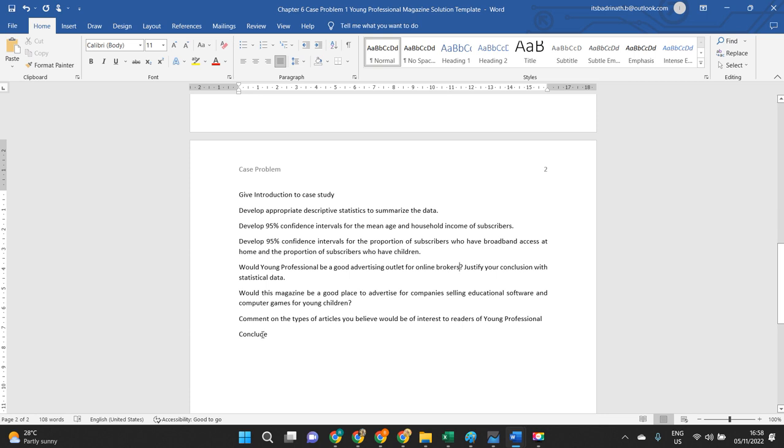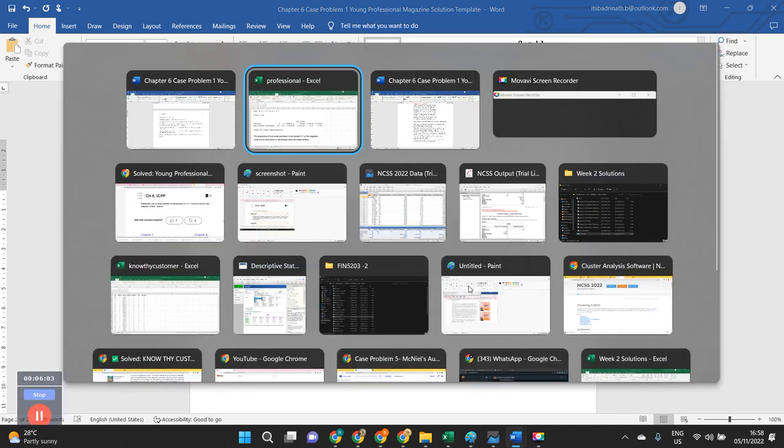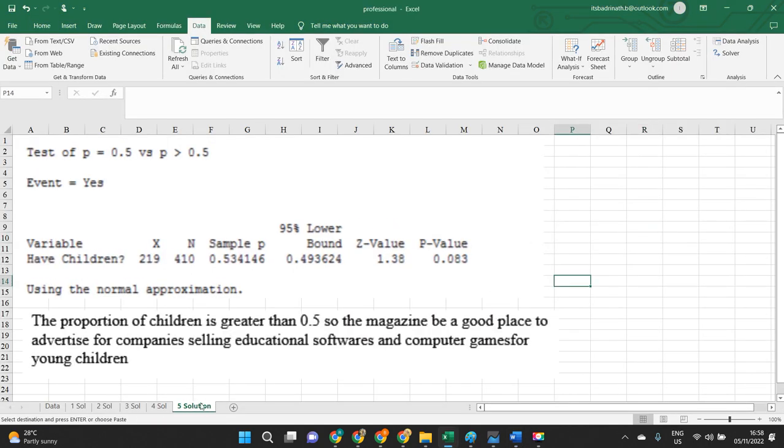Next is a question like, would this magazine be a good place for advertising companies selling educational software and computer games to children? For this question, we cross-checked how many children are in the list. Then we looked at the responses, to what extent children present in the list are identified. Based on the data, it was identified that the proportion p is greater than 0.5. So it explains that most of the people on the list are children. So it is a good idea to advertise software products and computer games related to children online, because there are more children on the list.